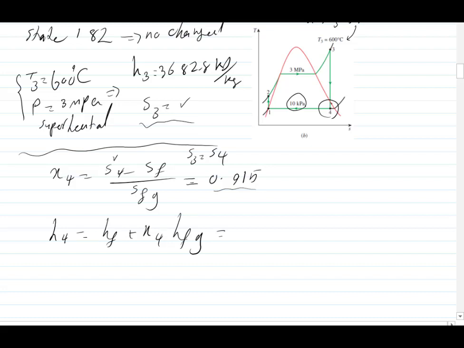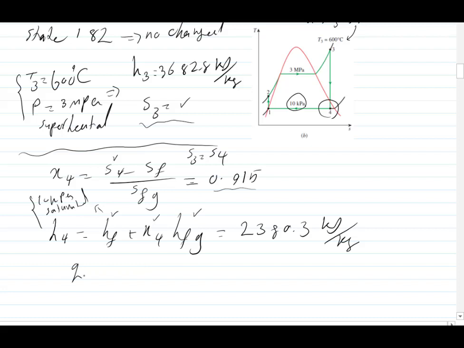So for state 4, because we are in the saturated region, we can go to the table for saturated water with pressure, because we know the pressure is 10 kilopascal, with the same procedure as part A. We have x4, we have hf and hfg for 10 kilopascal saturated water, then we can calculate h4, which is 2380.3 kilojoule per kilogram. This is h4, so we have h3 and h4.